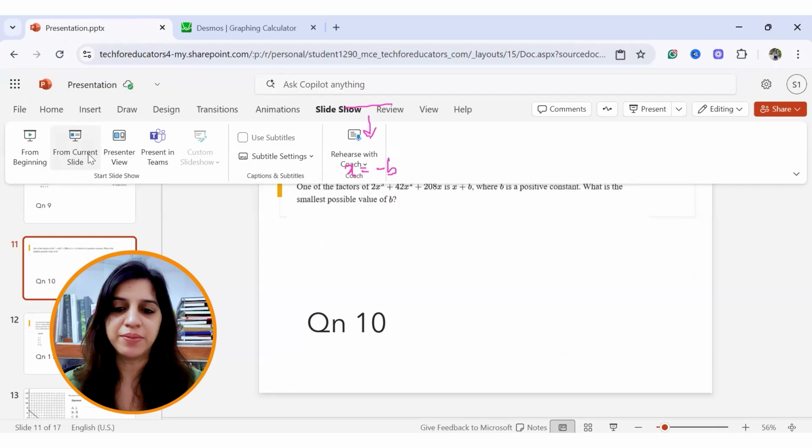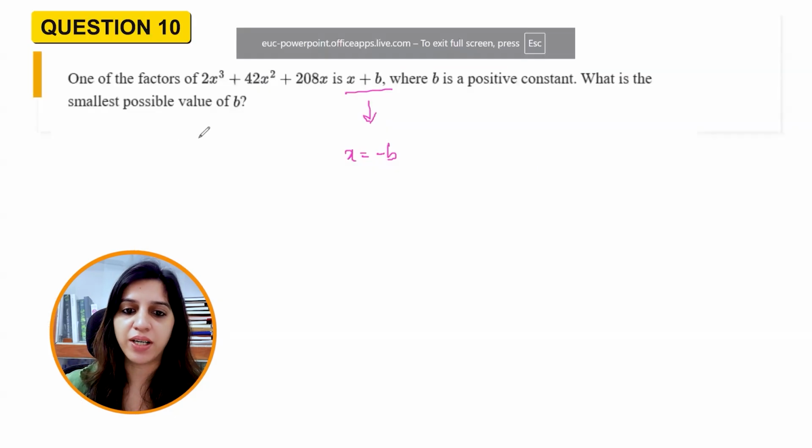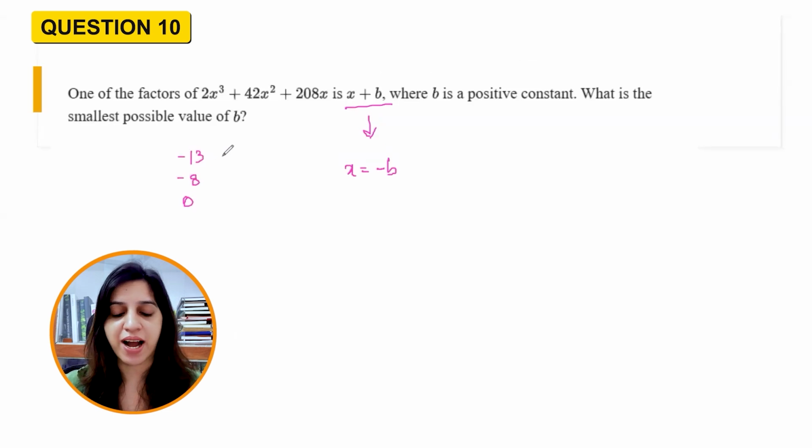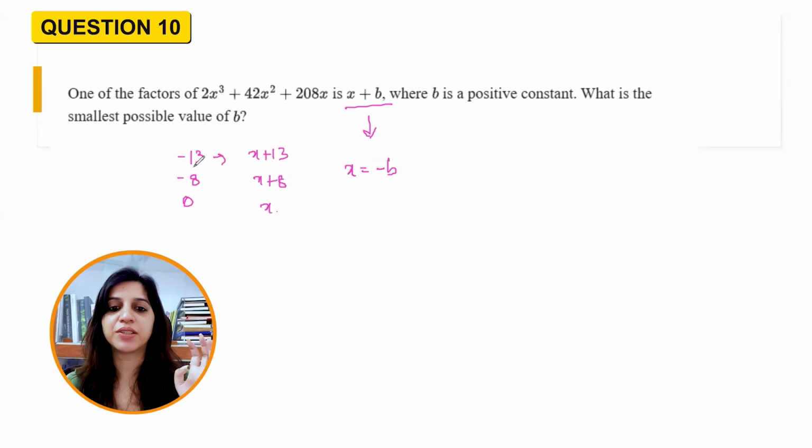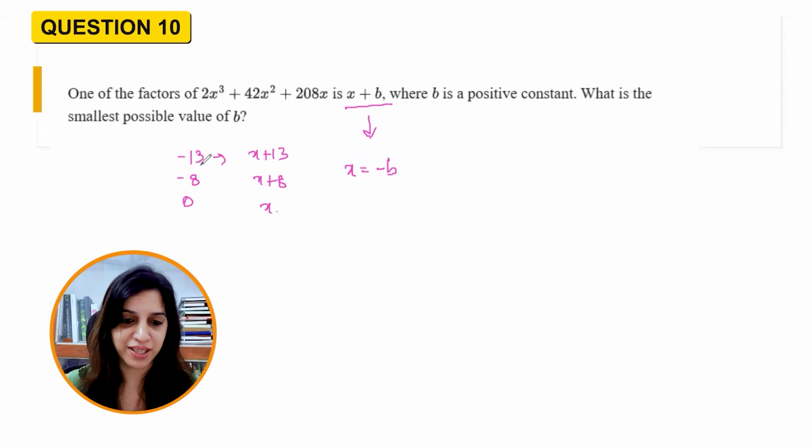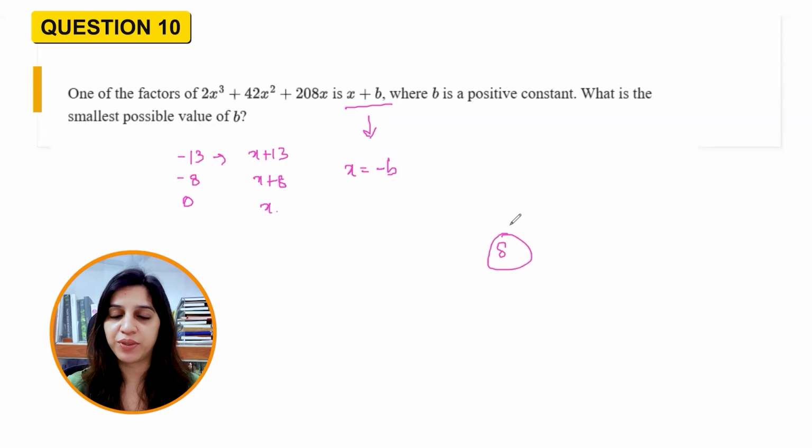Let's get back to the question. The roots for this that I've got are -13, -8, and 0, which means the factors would be x plus 13, x plus 8, and x. Now, what is the smallest possible value of b? Most of you would be tempted to say 13. But no, that's not correct. That's wrong. The answer for this is 8. I am not asking for the smallest root. I am saying when the roots are put as factors, then what could be the smallest value here? Yes.